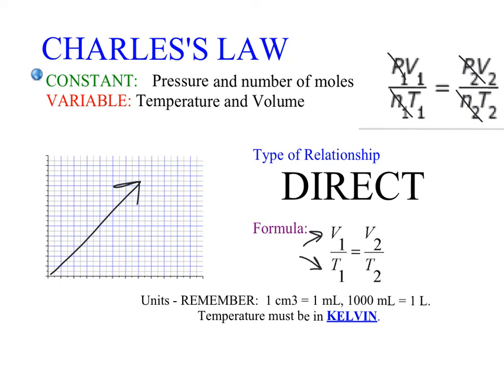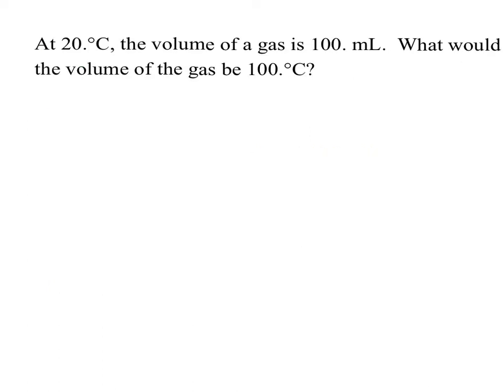Again, this is another direct relationship because one is on top and one is on bottom. So when one goes up, the other has to go up in response. When one goes down, the other goes down as well. It's the benefit of knowing your relationships. It always gives you a way to check your math. So here is our problem.